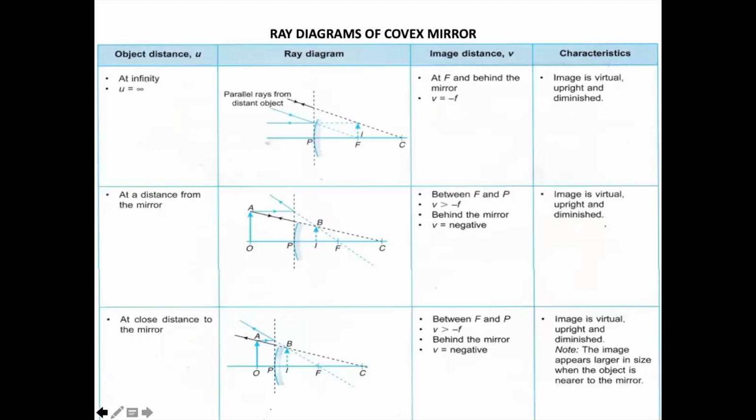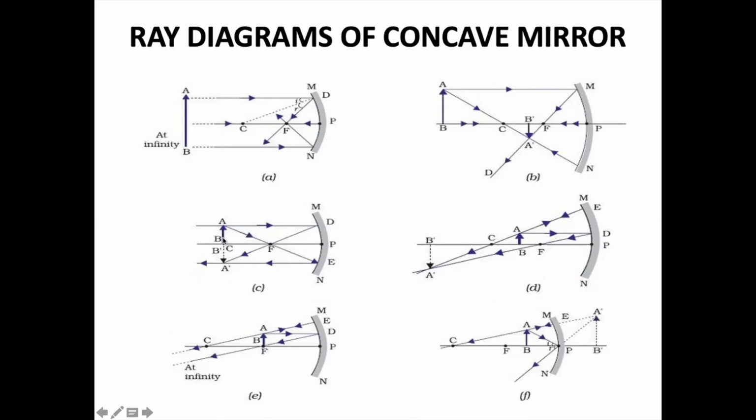Now let us go to over here. Likewise, the object is placed at C. So which rules are we applying? Rule number 1, the ray is going straight, parallel to the principal axis. Which is the principal axis? The line between C and P, this is the principal axis. So this ray AD is parallel to the principal axis. It is reflecting back through F.